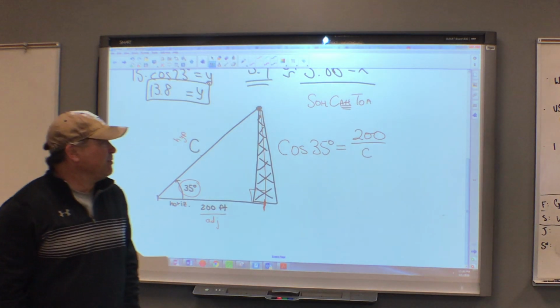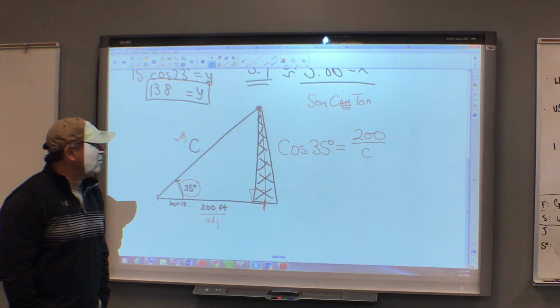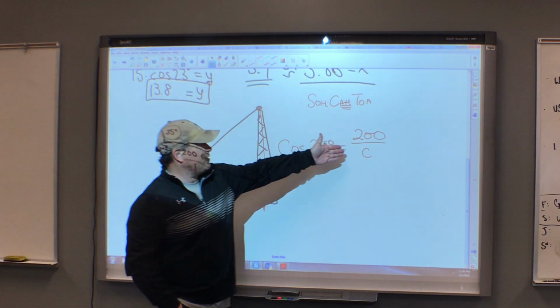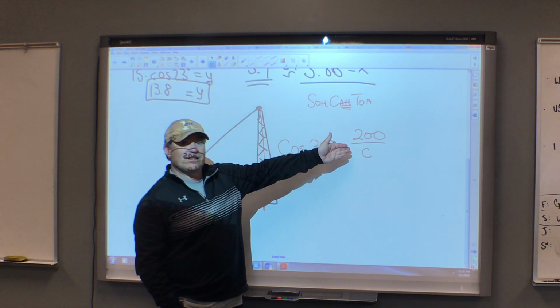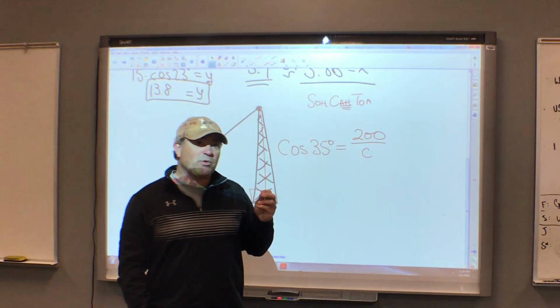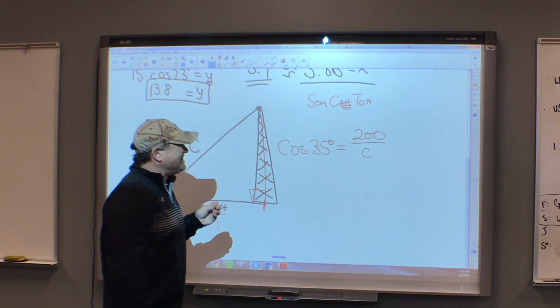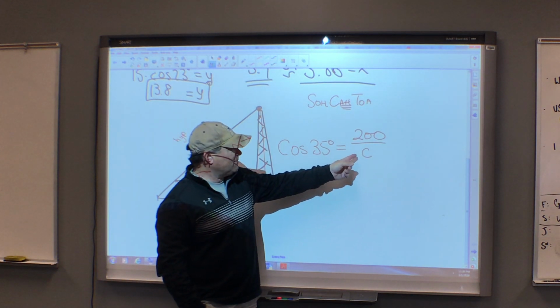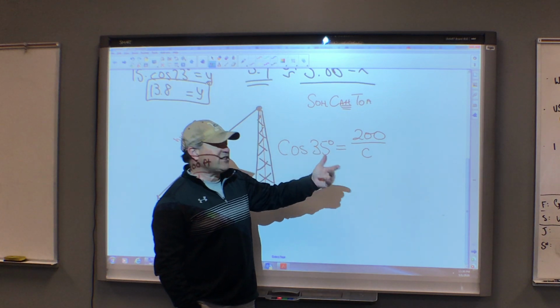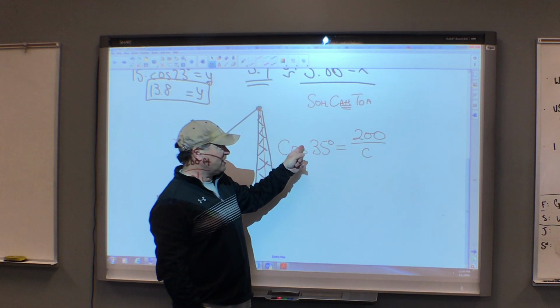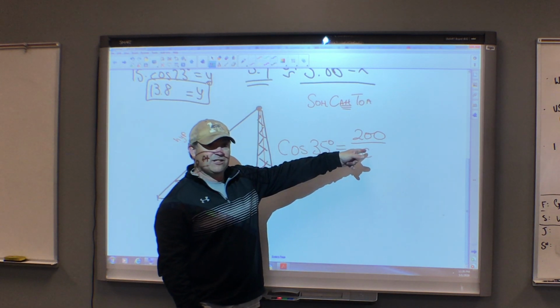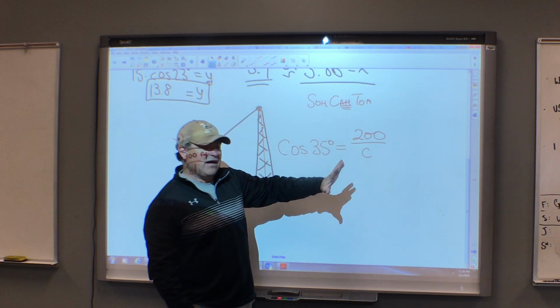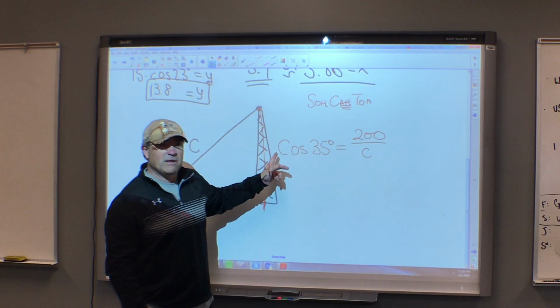Now I set you up a little differently here because we're looking for the hypotenuse. The unknown is in the denominator. That changes our approach. If we want to isolate C, one of the things I think I talked to you about is if our unknown's in the denominator, in the process of isolating, C is going to end up over here and cosine 35 is going to end up there. And the algebra of that is multiply both sides by C.